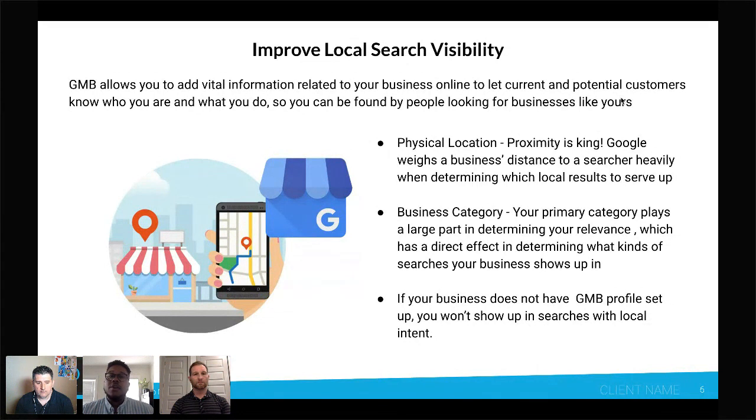Some of the main factors that determine what Google decides to show for location-based searches, which I'll discuss in more detail in the next slide, include your physical location. Proximity is very important, especially when you're doing a mobile search. Google is going to show you things that are close and nearby that it thinks fulfill what you're searching for. Another important factor is the business category.